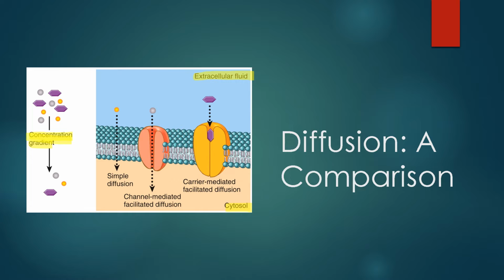So they're naturally going to want to move interior into the cytosol. Simple diffusion here is just traveling directly through the plasma membrane, not requiring any help and not requiring any energy. Then we have channel-mediated facilitated diffusion, just like a pore, allowing entrance of very specific molecules through. And carrier-mediated facilitated diffusion uses proteins that change in shape to move molecules down their concentration gradient.